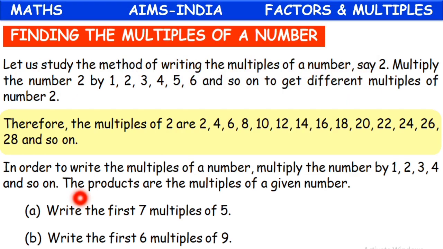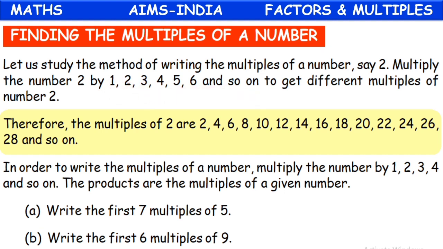Now in the question they'll ask us like this, children. Are you able to see here? Write the first 7 multiples of 5, or write the first 6 multiples of 9. So let us study how to write the multiples of a number, say 2. Here we are taking the multiples of 2 as an example. So first multiply the number 2 by 1, then by 2, then 3, 4, 5, 6 and so on, children.